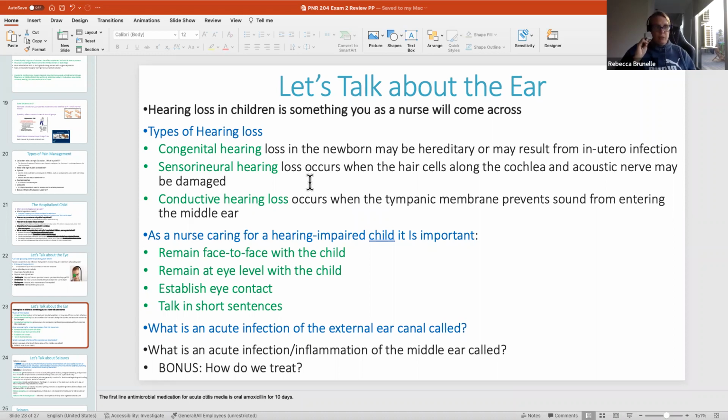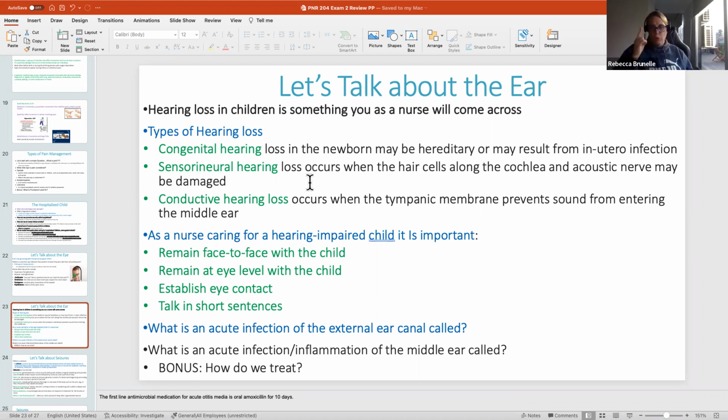If you're dealing with a child that has hearing impairment, you want to make sure that you're making eye contact with them, that you're speaking in complete sentences, that they're able to see you talk, and don't exaggerate or make a lot of weird mouth movements because that can make it harder for them to read your lips.